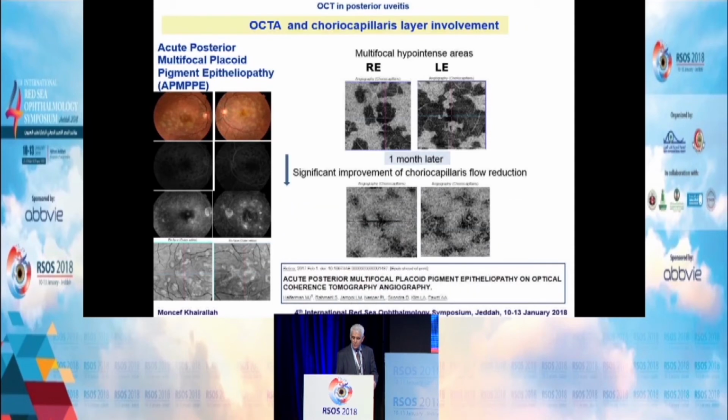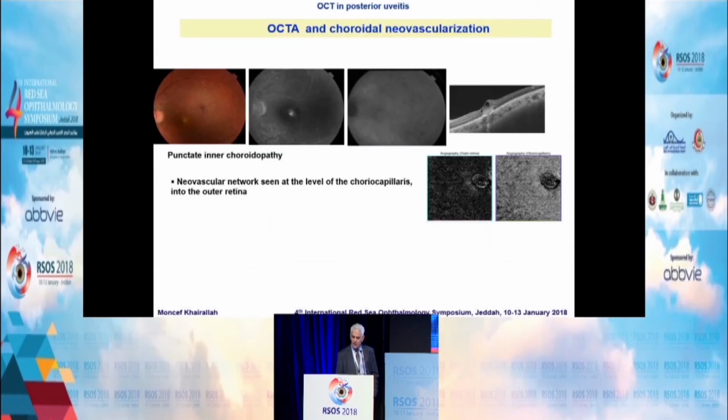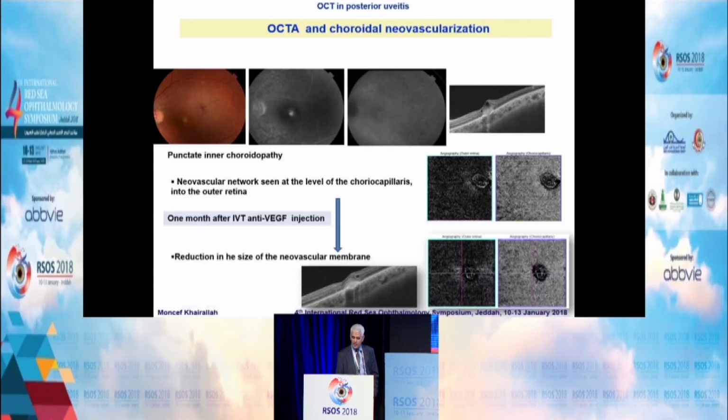OCT angiography is very useful in the diagnosis and monitoring of choriocapillaritis, and this is a case of APMPPE with multifocal hypointense areas on OCT angiography. You can see the significant improvement of choriocapillaris flow reduction one month after initiation of treatment. OCT angiography and choroidal neovascularization: this is a case of PIC associated with CNV, with the diagnosis of CNV confirmed by OCT angiography, and OCT angiography was useful in monitoring the response to treatment.